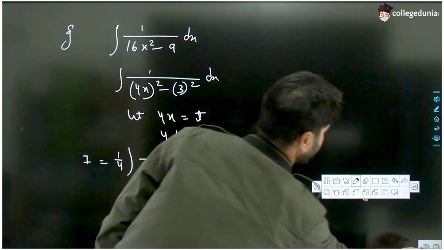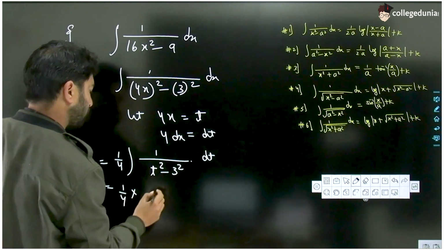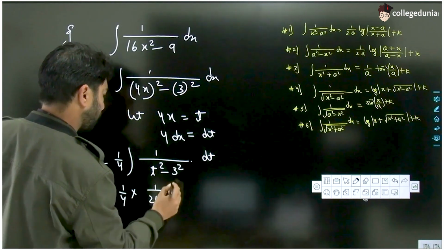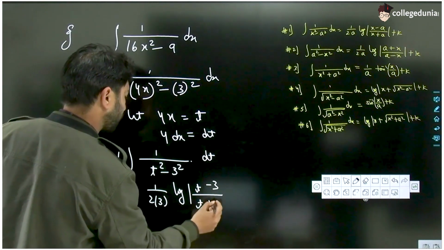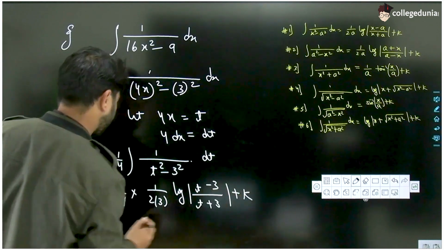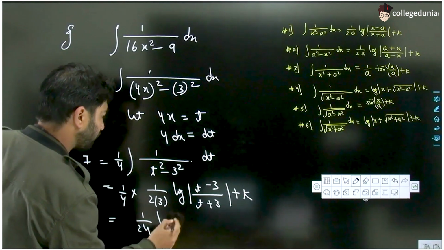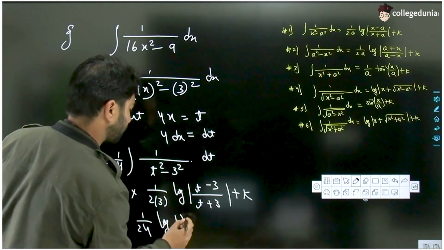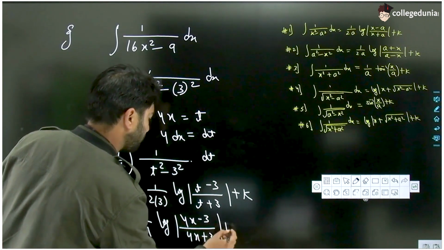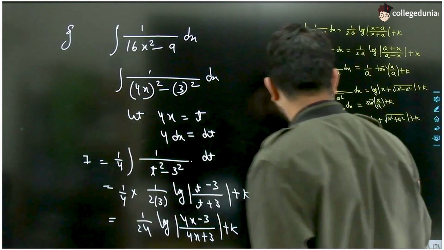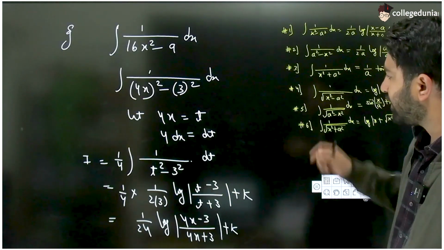So now we can apply the first formula here: 1 upon 4, 1 upon 2a log (variable minus constant) upon (variable plus constant), plus k. 4 into 2, 8 into 3, 24. And in place of t, we can again write 4x: log (4x minus 3) upon (4x plus 3), plus k. So guys, this is how this question can be done with this method, right?